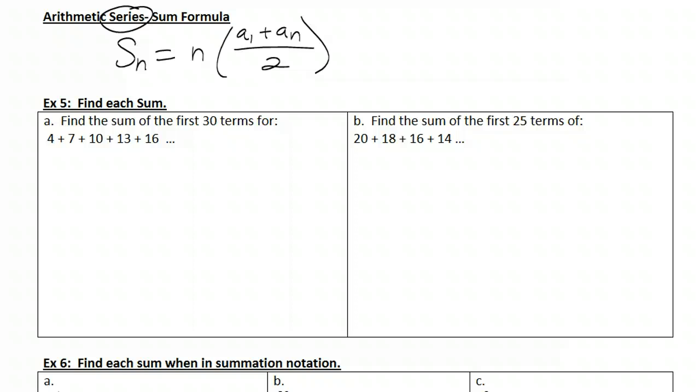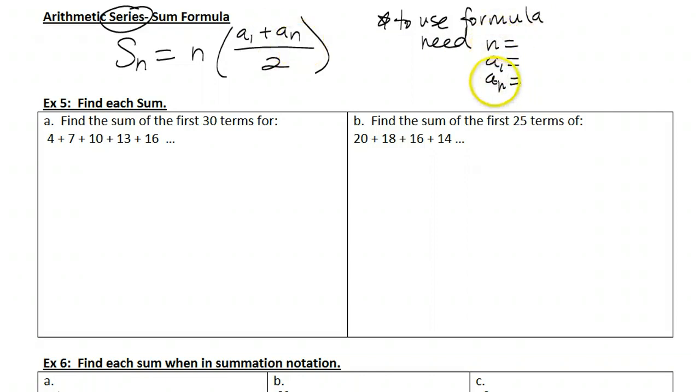All right, so if I look at this formula, in order to use the formula, I need n, I need a1, and I need a term n. So if you look at this formula, just so you know, these are the 3 things we need to find every time to plug it into the formula. It's just going to be a little different how I find each of those 3 things. All right, let's look at example 5 then.